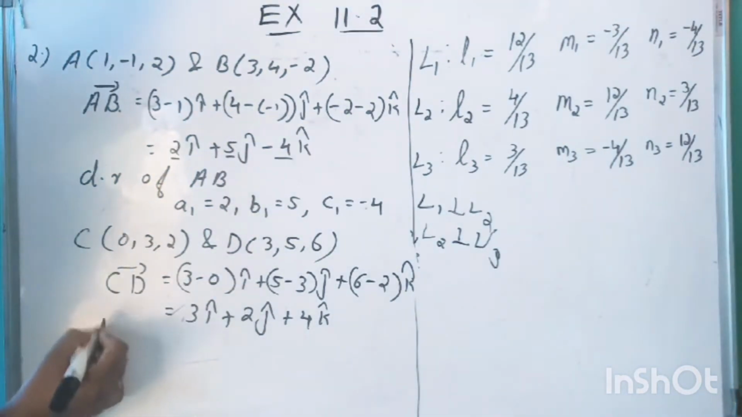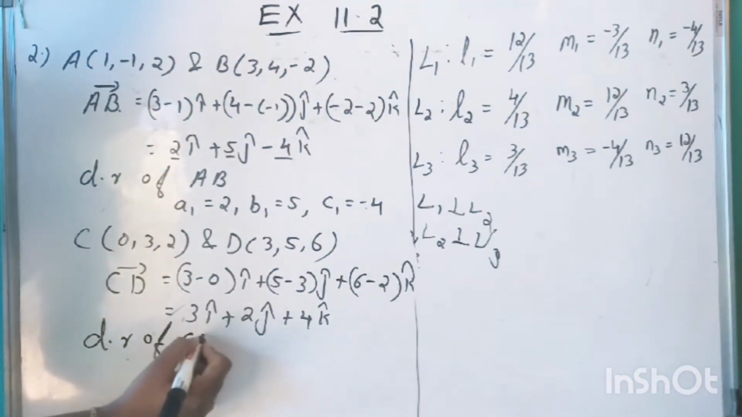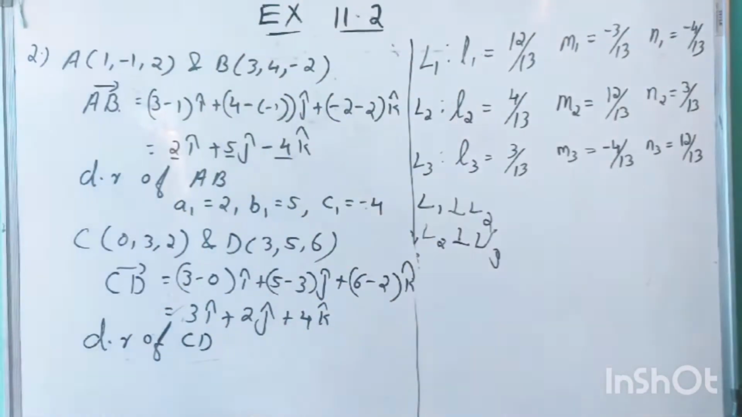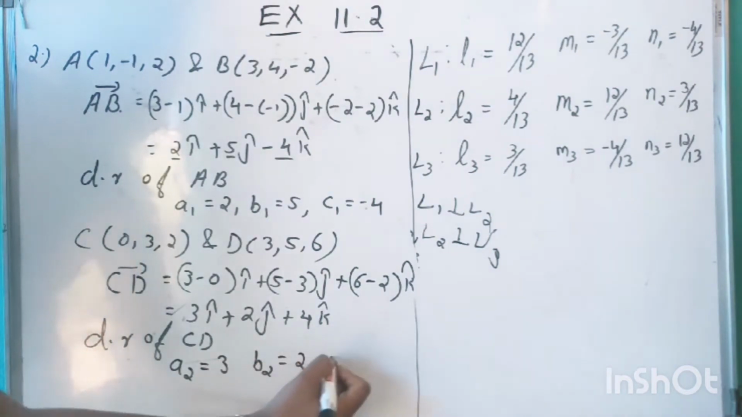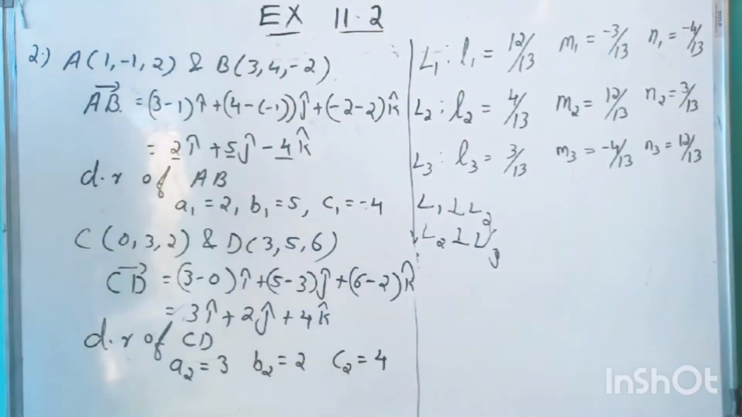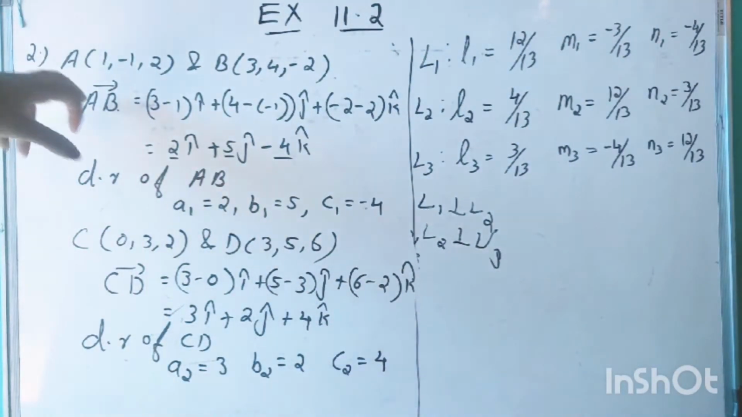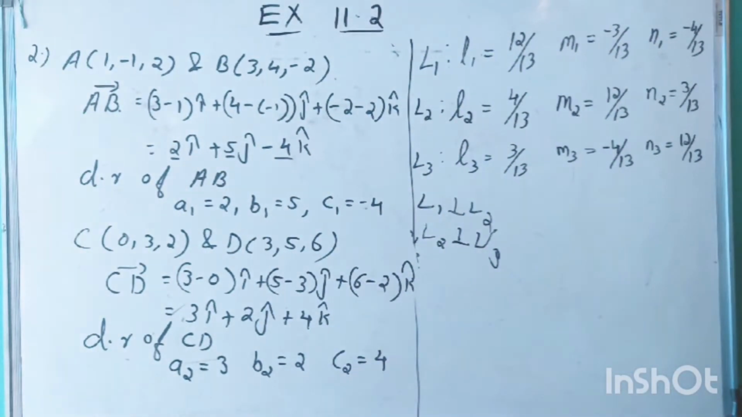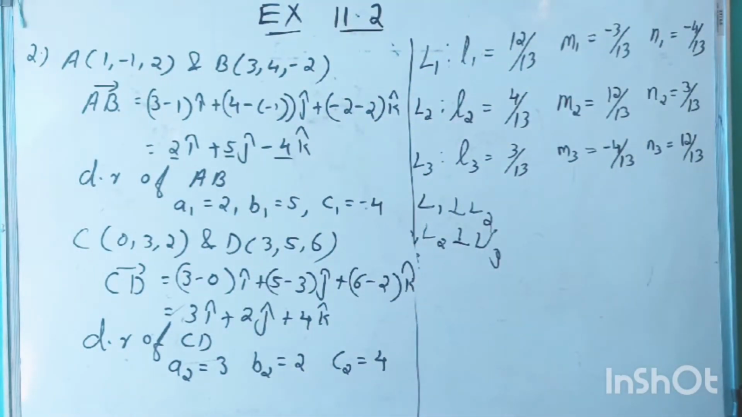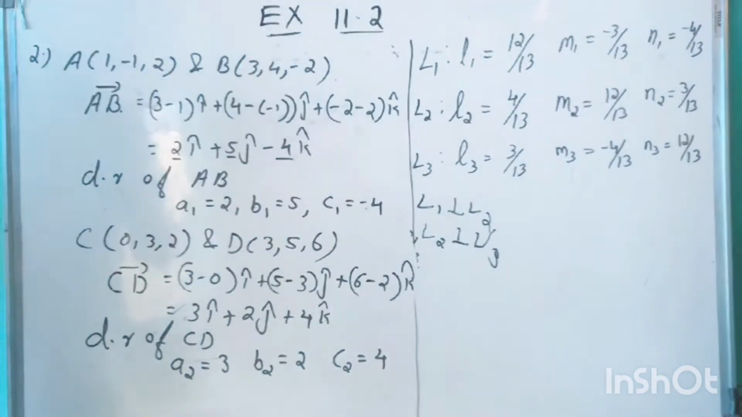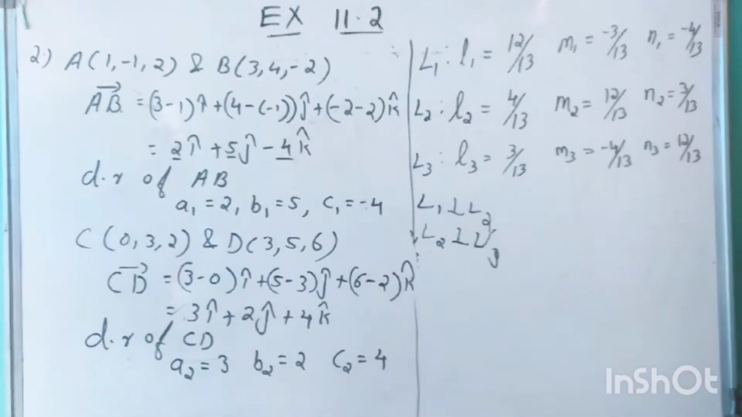Then the direction ratios of the line CD are A2, B2, C2. So A2 is equal to 3, B2 is equal to 2 and C2 is equal to 4. Here I took the AB vector and CD vector, and after that we wrote A1, B1, C1. Instead of that, you can directly write this A1, B1, C1.